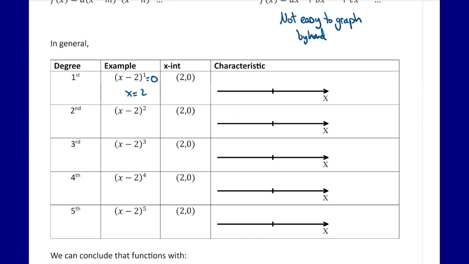So characteristic, what does it look like? Well, at this value of 2 on the x-axis, a function or a polynomial or a factor with degree 1 would cross as a line. So just cross as a line, either going up this way or it might be coming down. All it's saying is it's just going to cross your x-axis as a line.